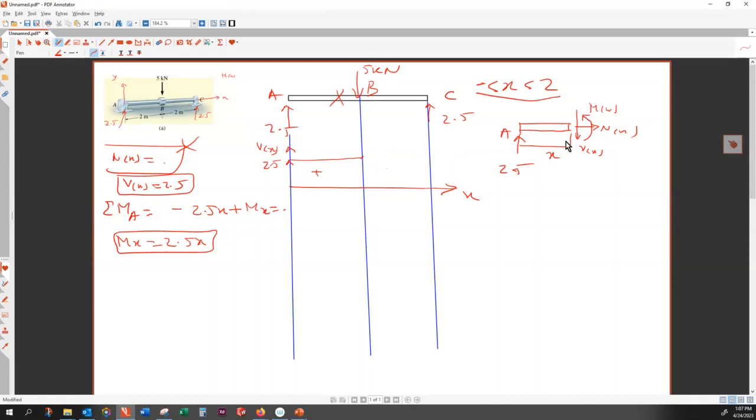What happens after point B? So I'm talking about discontinuity. Here I have a discontinuity in shear. So here I have to push this down by 5 kilonewton. Right? It comes to here. From 2.5, it comes to minus 2.5. Right? And then how do I plot M of X? So M of X, this is the equation of a line. At x equal to 0 is 0. At x equal to 2, that is equal to 5 Newton meter. 5 Newton meter here. And it changes linearly up to here.